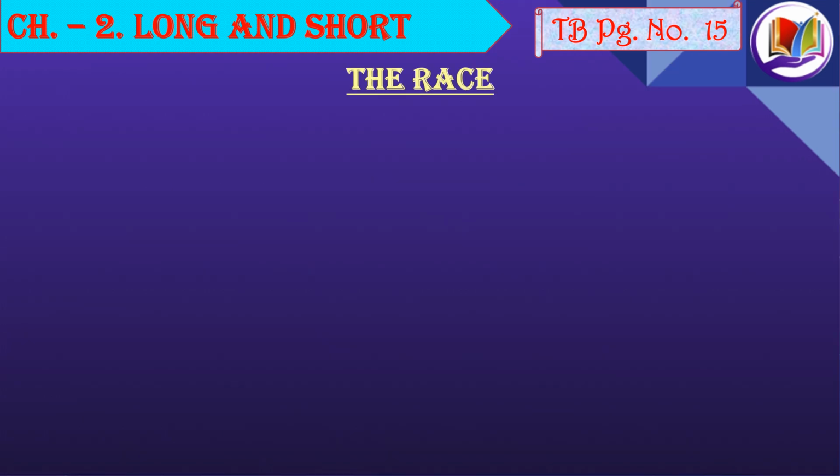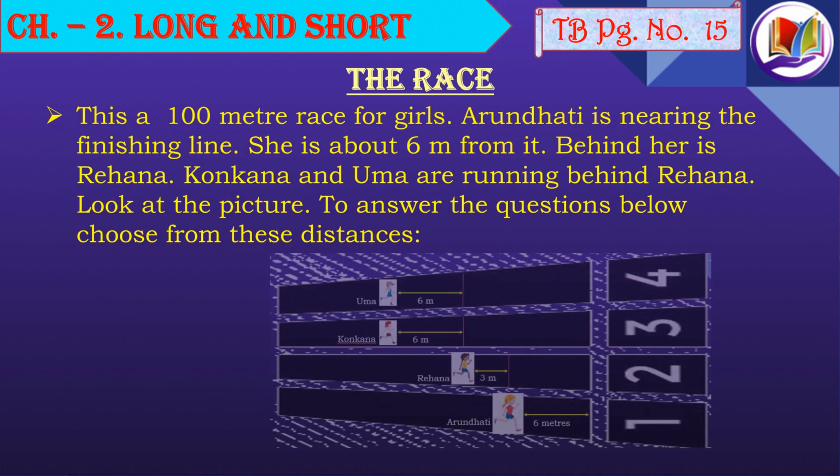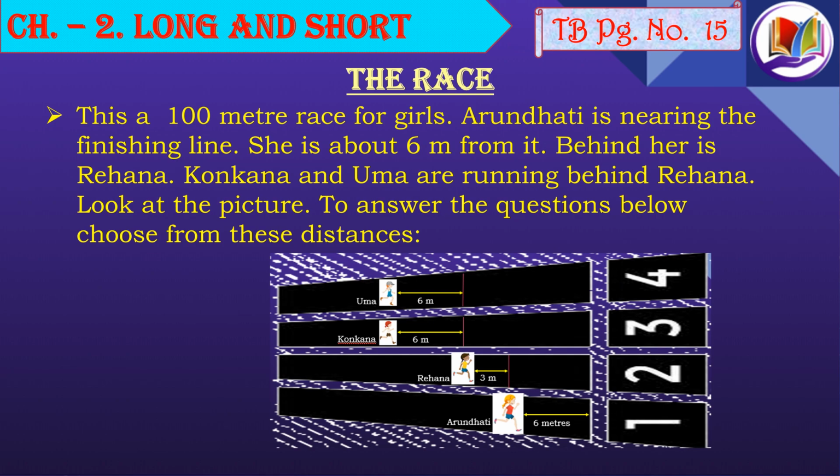Now children, we had seen about length earlier. Now when we talk about length, we can also include the race in that. And here 4 girls are running a race. You might also have run a race in the school. So let's have a look at this picture and answer the questions. This is a 100-meter race for girls. Arundhati is nearing the finishing line. She is about 6 meters from it. That is, to reach the finishing line, she has to just cross 6 meters.